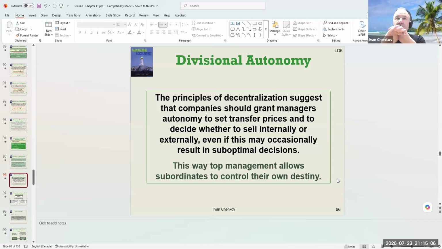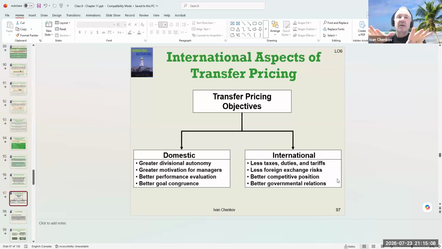Transfer pricing can be used for international purposes as well, by triggering lower taxes, and for foreign exchange, competitive position, and better government regulations. Internally, that will be greater divisional autonomy, greater motivation for the managers, and better performance evaluation. And that will be all for transfer pricing.